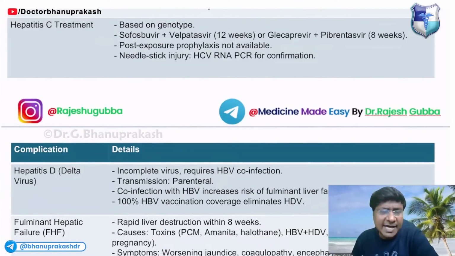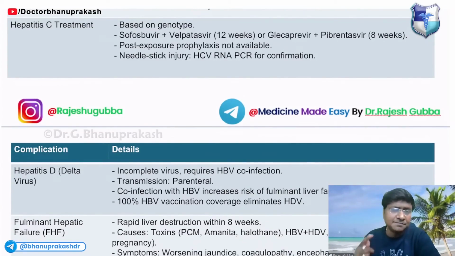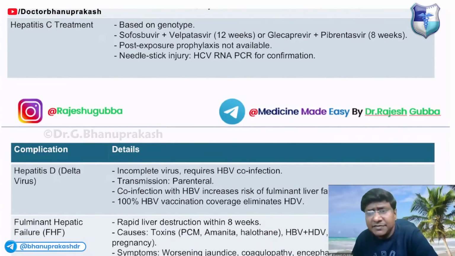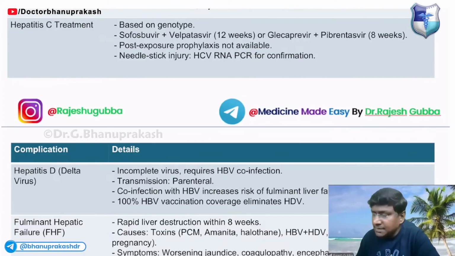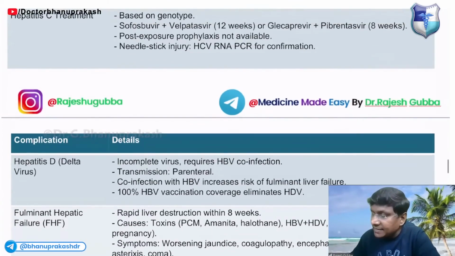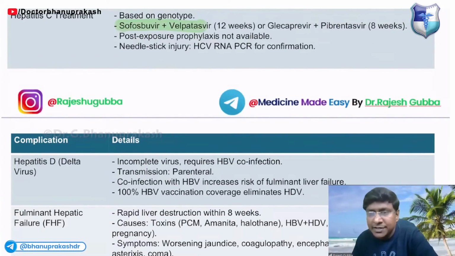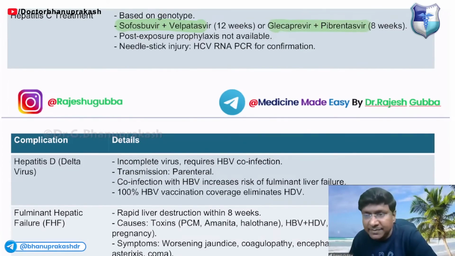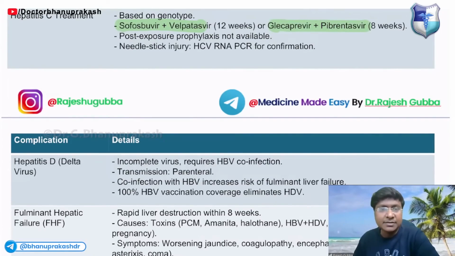Okay. Then what is the antiviral drug? In hepatitis B, we were giving tenofovir. But here we give according to the genotype. The commonly used antiviral drugs are sofosbuvir and velpatasvir, which should be given for 12 weeks. And the other important antiviral drug for hepatitis C is glecaprevir plus pibrentasvir. That will be the antiviral drugs for hepatitis C, right?